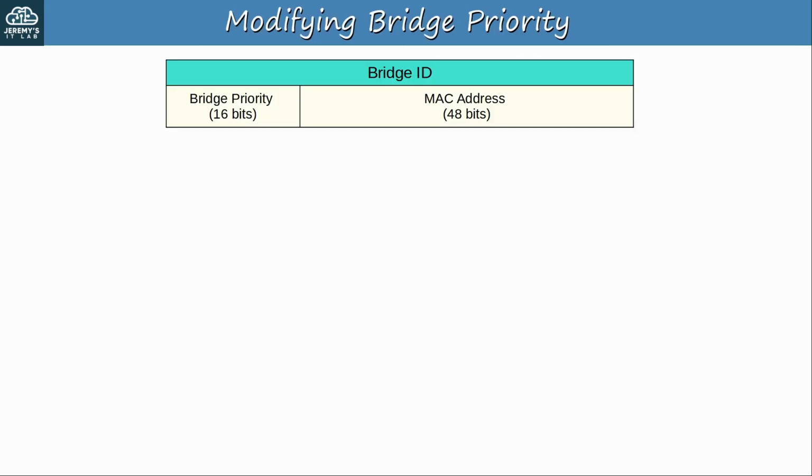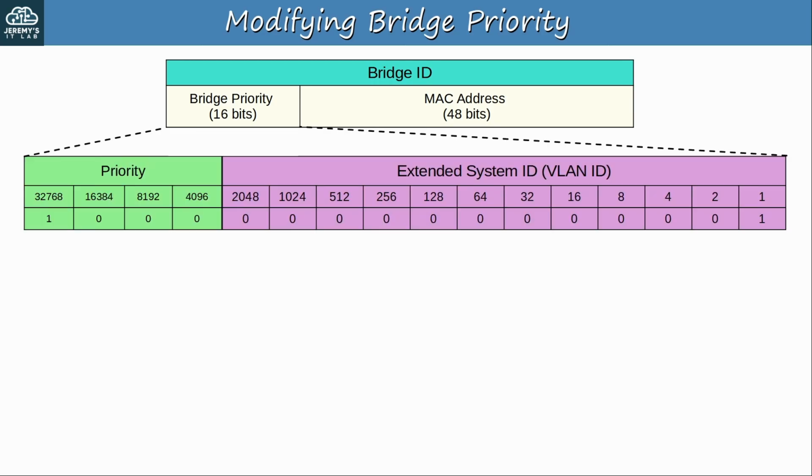The only factor that determines which switch becomes the root bridge is the bridge ID, so to control which switch becomes the root bridge, we must modify it. The bridge ID is 64 bits in length, consisting of a 16-bit bridge priority and a 48-bit MAC address. And we can break down the bridge priority into two sections, a 4-bit priority value and a 12-bit extended system ID, which is equivalent to the VLAN ID of the STP instance on Cisco switches running PVST+.